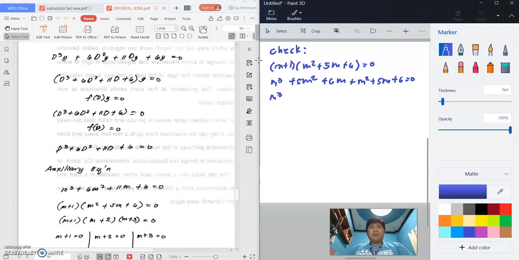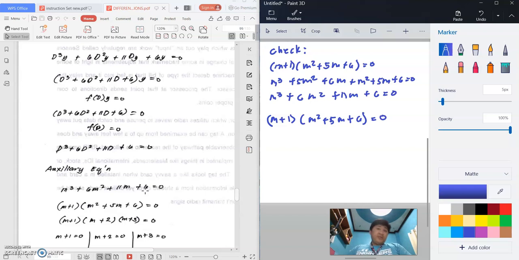You have m cubed plus 5m squared plus m squared, so 6m squared. You have 6 plus 5, that is 11m plus 6 equals 0. This returns m cubed, 6m squared, 11m plus 6. Therefore, this factor is correct. So, your m plus 1, m squared plus 5m plus 6. Pwede rin ninyo, ipakita lang nako ninyo pag-check.